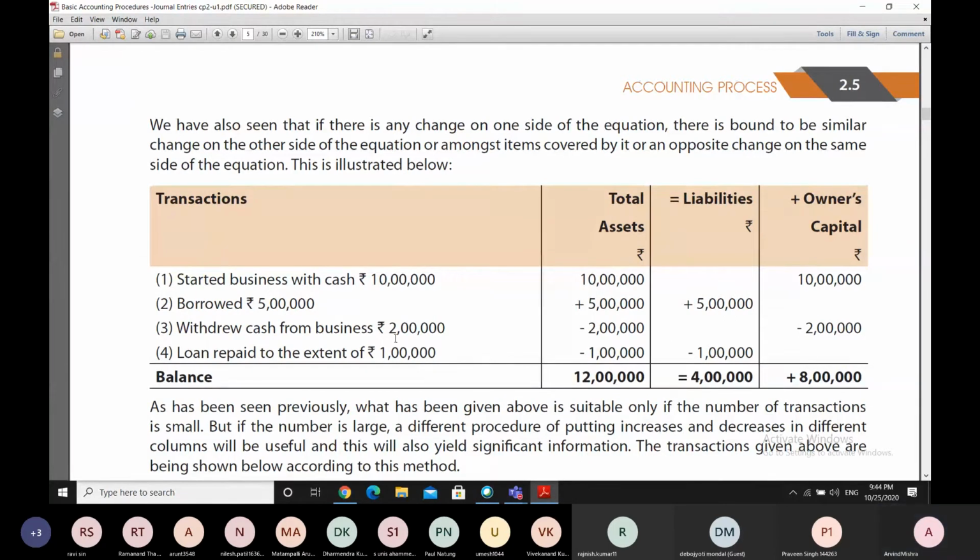Now let's take one more example. Let's say that a loan which was taken earlier is repaid to the extent of 1 lakh rupees. When we repay the loan, our cash gets reduced by 1 lakh, minus 1 lakh, and our liability also gets reduced by 1 lakh, so minus 1 lakh there also, and there is no change in the owner's capital. So again the equation is balanced. So what we have noticed is that with every transaction this accounting equation is always balanced.